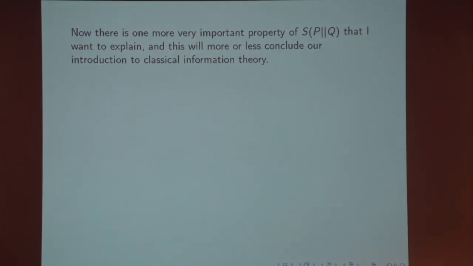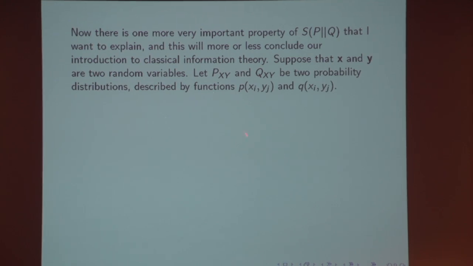Now, the relative entropy has one more very important property, and that'll more or less conclude our introduction to classical information theory. Let x and y be two random variables. And let p sub xy and q sub xy be two probability distributions for the pair. So now we have two functions, p of xy and q of xy.